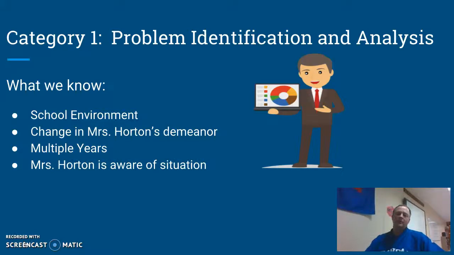We know that Mrs. Horton is aware that her demeanor has changed and that it's been brought to her attention. Mrs. Wilson, the principal there, has had an individual meeting with Mrs. Horton specifically related to a new reading program that's going on at the school. Mrs. Horton did not favor this change at all, and even though the principal, Mrs. Wilson, had a meeting with her, Mrs. Horton still seems to not have been impacted at all by this meeting and continues to show her displeasure.